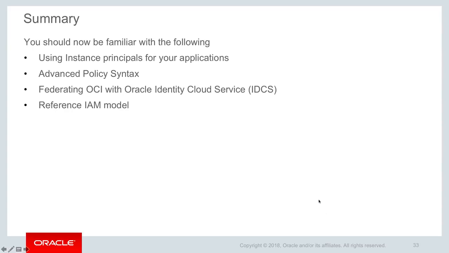All right, that was the lesson. Through that, we were able to talk about instance principals and understand how that works with your applications. We went over some advanced policy syntax, request, function, operation, and API calls. We talked about federation in OCI with Oracle Identity Cloud Services and some of the configurations there, and some of the reference IAM model policies and IAM policy syntax and configurations that we can do.